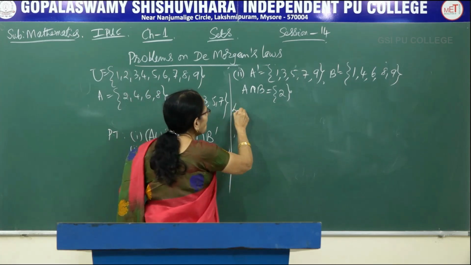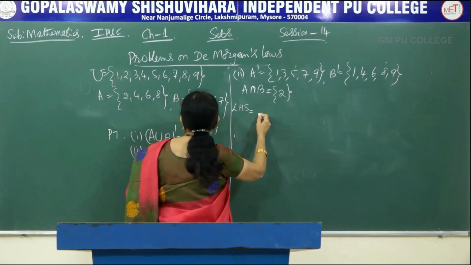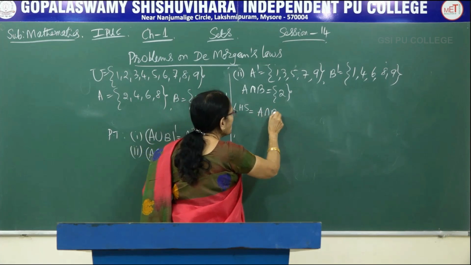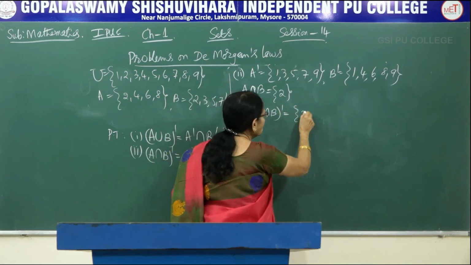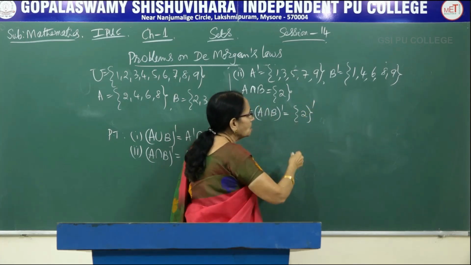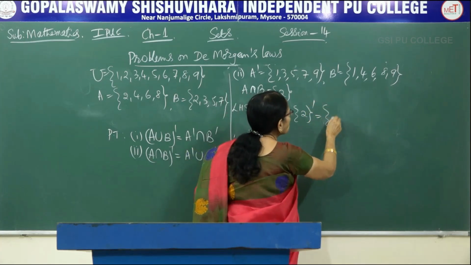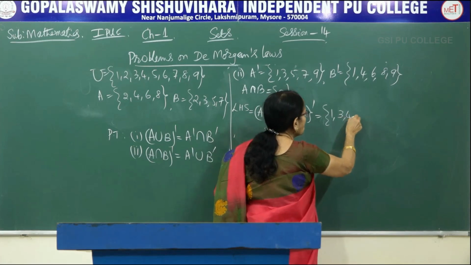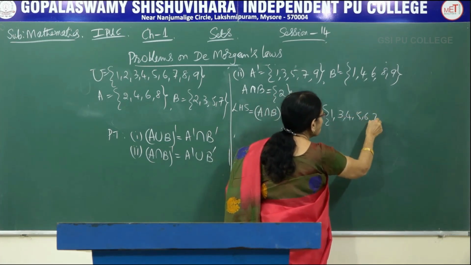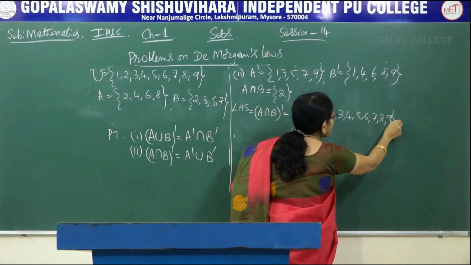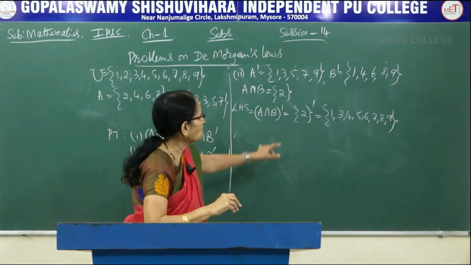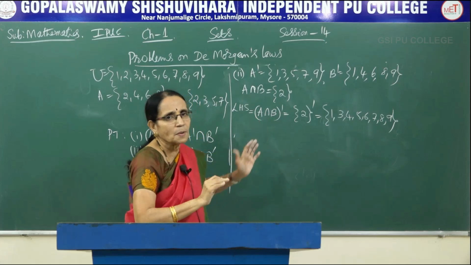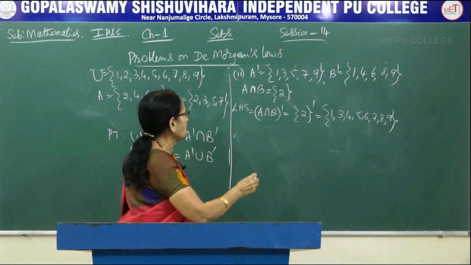Now let me start with the left hand side. What is on the left hand side? A intersection B the whole dash. That means singleton dash. So omitting 2, you have to write all the numbers 1, 3, 4, 5, 6, 7, 8, 9. Because the universal set contains 9 elements, only 1 is there. So complement means we have to write all the remaining elements.